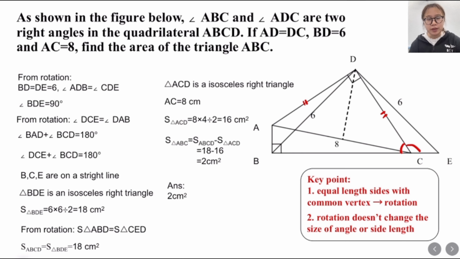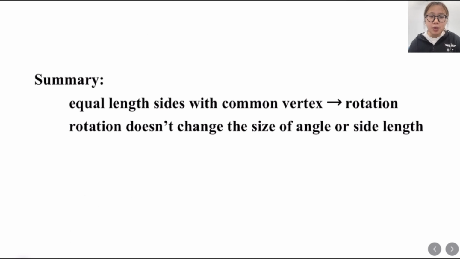Now let's take a summary of this question. The main takeaway from this question is that if you see equal length sides with a common vertex, you should think of rotation. And we need to remember that rotation doesn't change the size of any angle or side length.